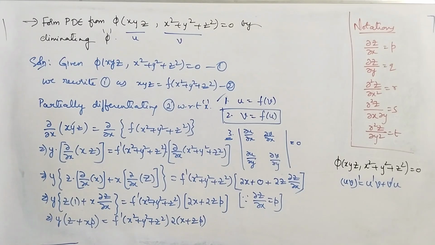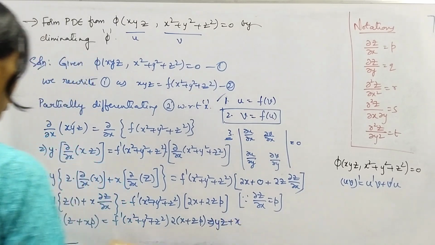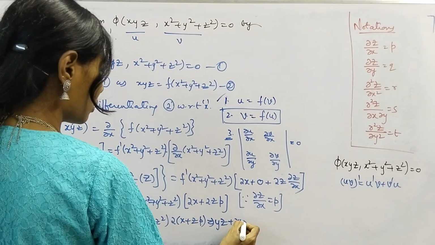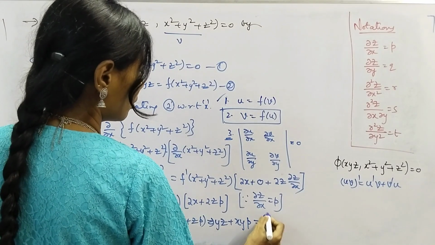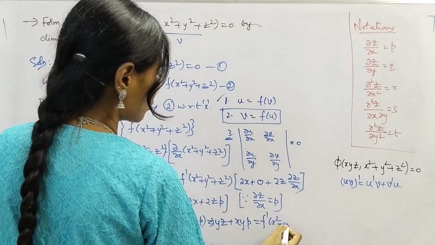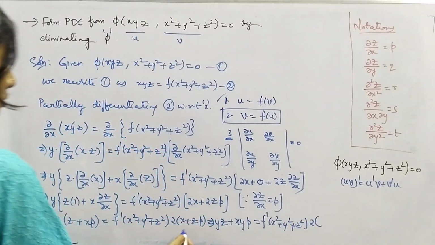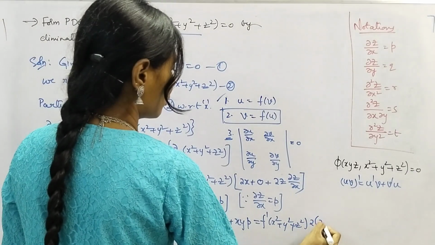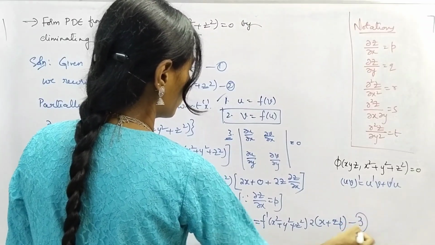Or you can write this as yz plus xyp equal to f dash of x square plus y square plus z square into 2 times x plus zp. Consider as equation number 3.